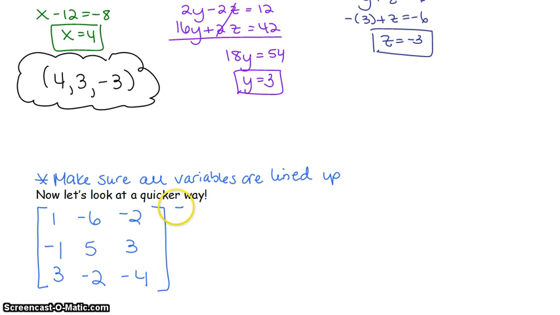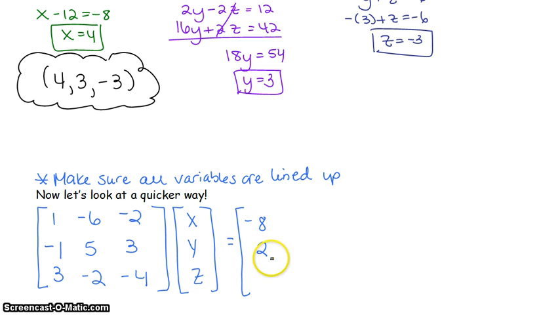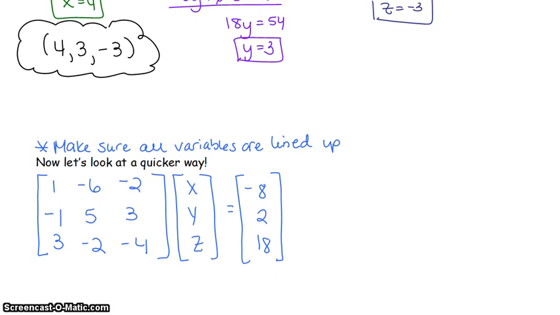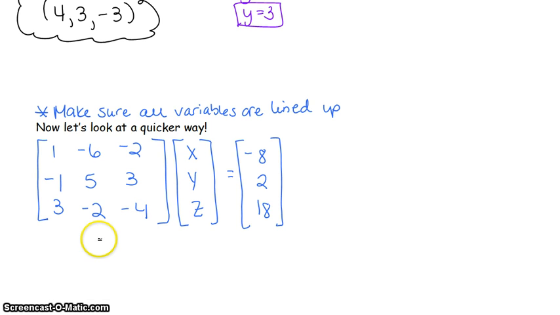What we're trying to find is our x, our y, and our z. Then we look at the solution set. What are our equations equal to? Well, the first equation was equal to a negative 8. The second was equal to 2, and the third one was equal to 18. This first one is going to be our A matrix. The second piece is going to be our x, what we're solving for, and our solution set is going to be our B. So we've got AX is equal to B.